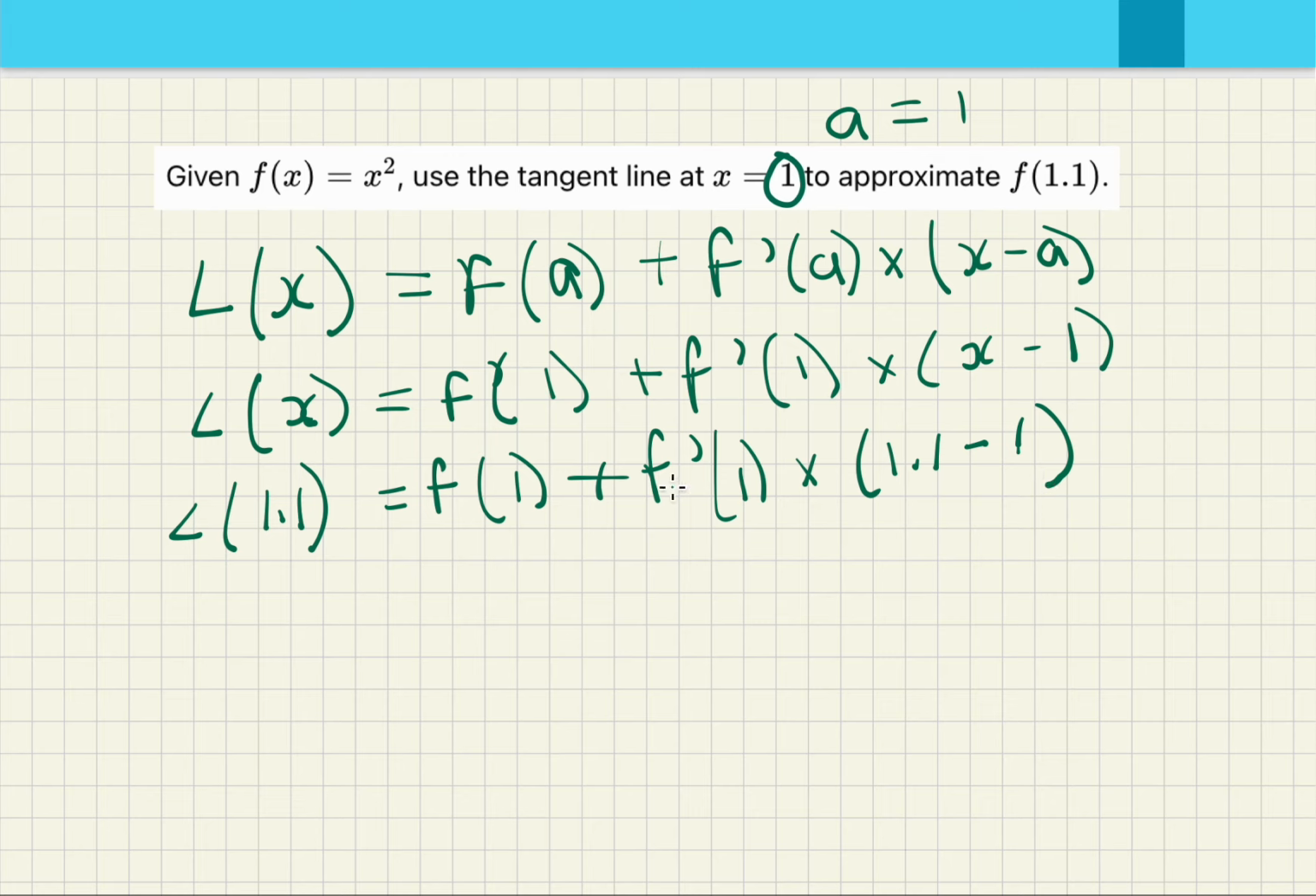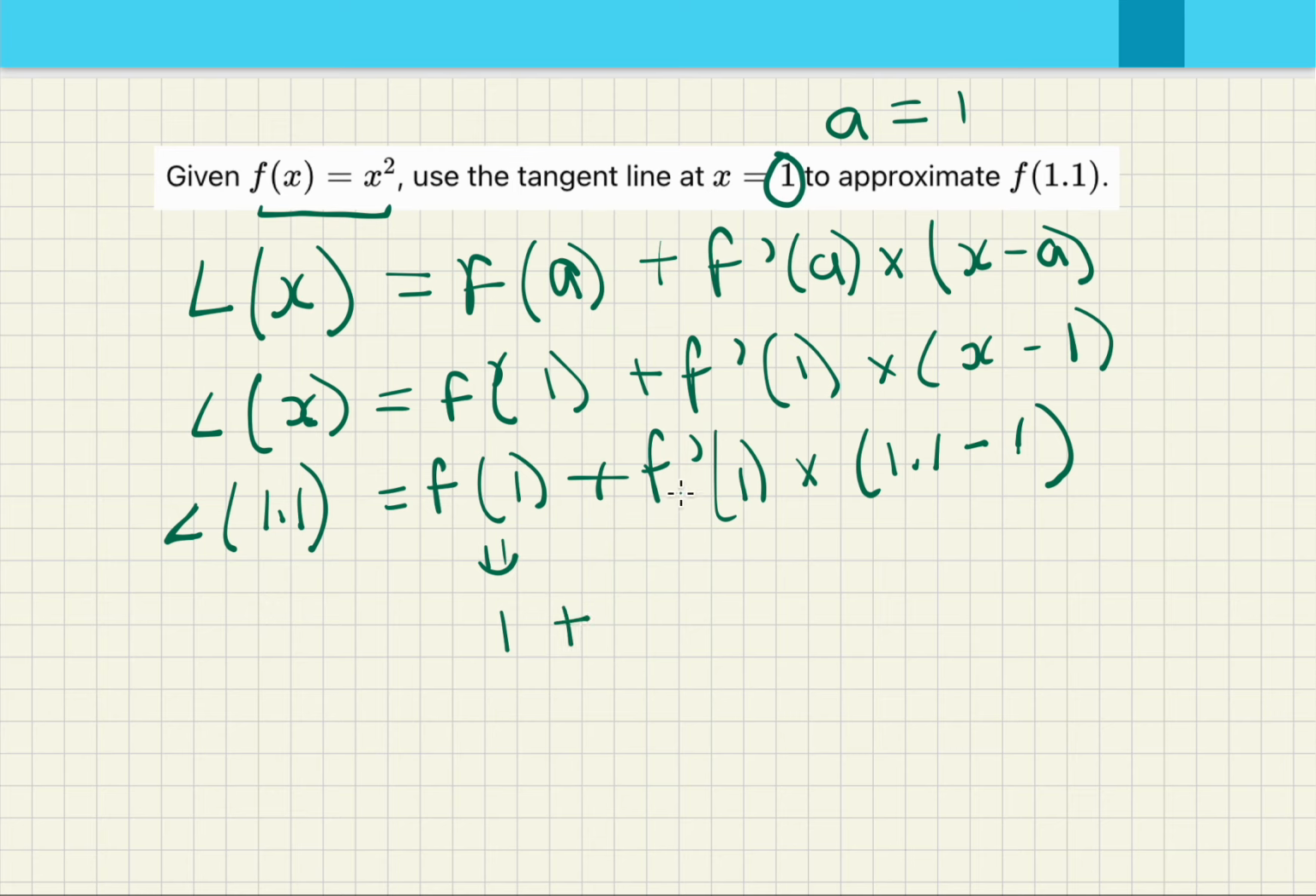All we need to do now is plug in our values for the function. The function L is what we're looking for, so we can't plug 1.1 into L because that won't give us an answer. Instead, we'll plug 1 into the function f. So f of 1. Since the function f is given to us, we can just plug 1 into this function. 1 squared is 1, so that will be 1.